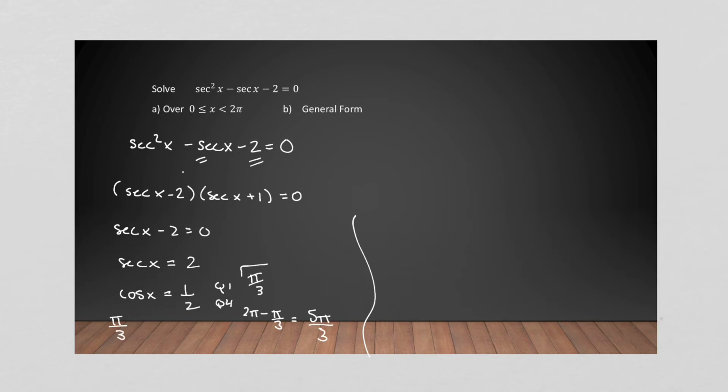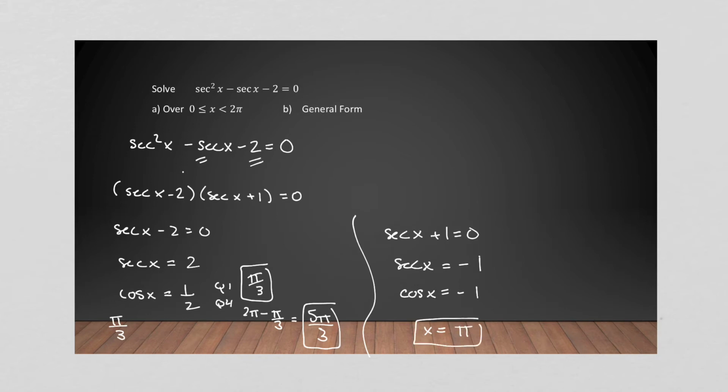So we have, so far, two solutions. And then we also need to look at our secant x plus 1 equals 0, which is secant x equals -1, which is cos x equals 1 over -1, so still -1. Where does that occur? That occurs at x equal to pi. So we get three solutions. Those three boxed solutions are our three solutions for part A.